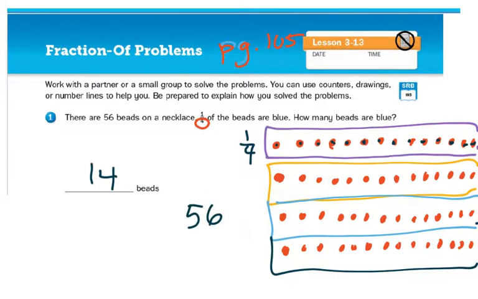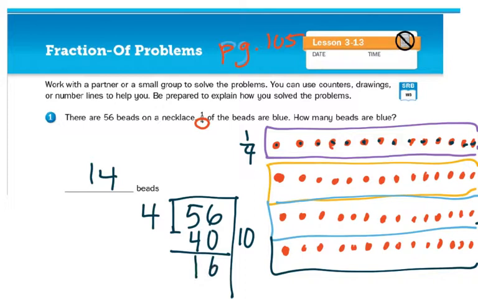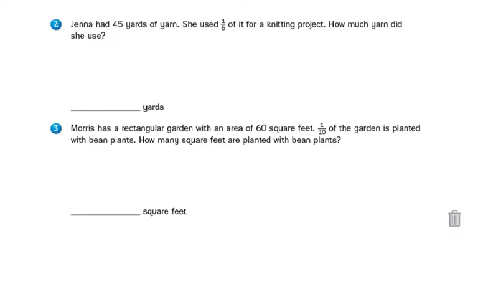If I took 56 beads divided into 4 equal groups, watch what I can do. There are at least 10 in each group. And then 4 times 4 is 16. 14. All right, let's try number 2. Jenna has 45 yards of yarn. She used 1/5 of it for a knitting project. How much yarn did she use?